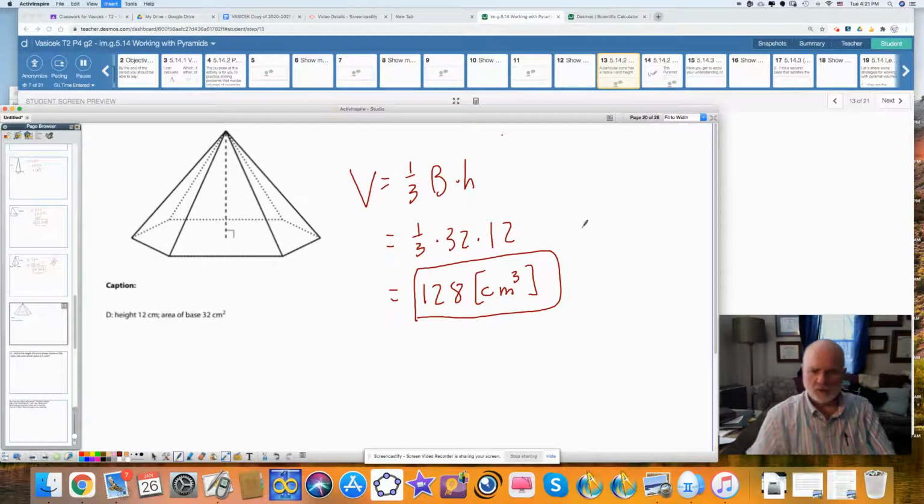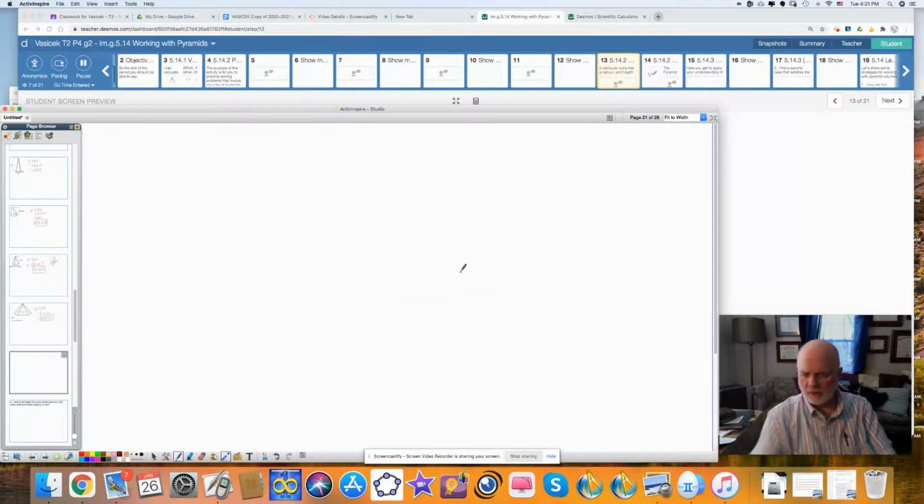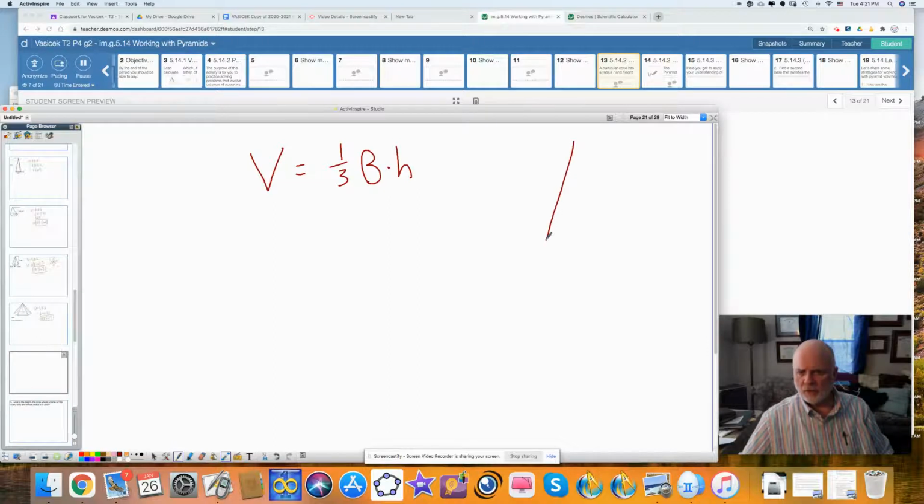The volume of a cone, waiting. Don't know why it's taking so long. If I have the volume of a cone, it would equal 1/3 the area of the base times the height. Now if this cone has a radius of r and a height of h, my volume would be 1/3 times pi times r squared times h.